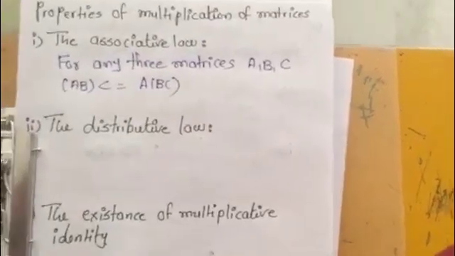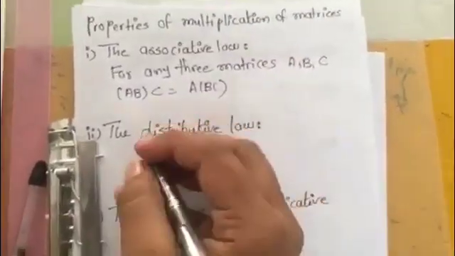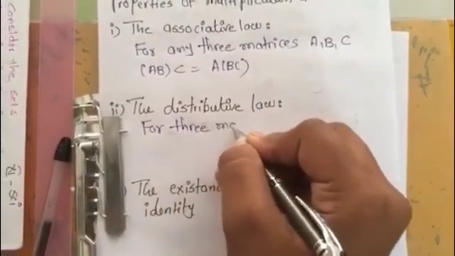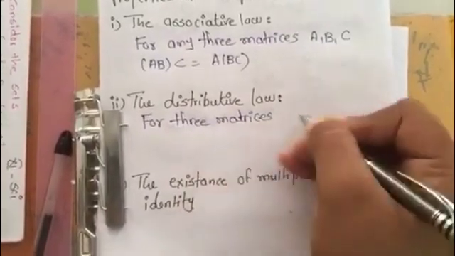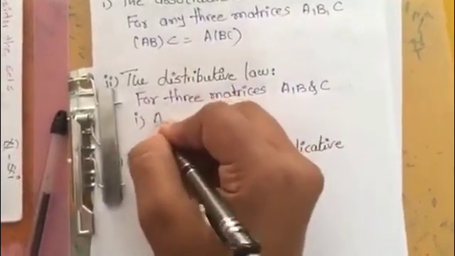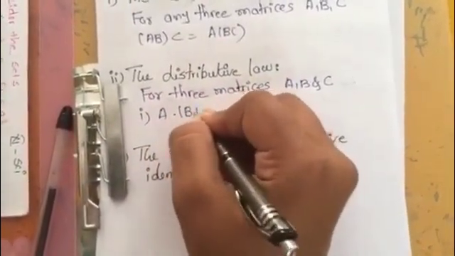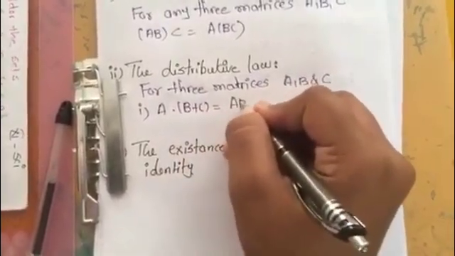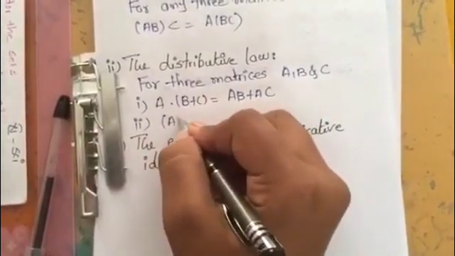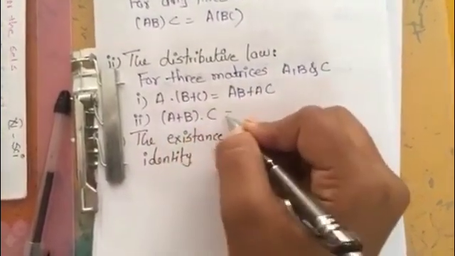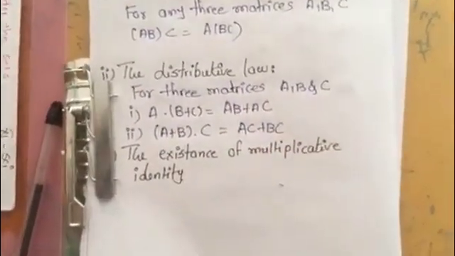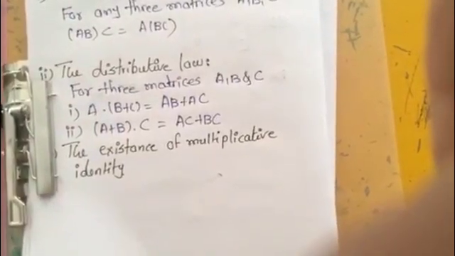Now the second will be the distributive law. Again for three matrices A, B and C, we have first A(B plus C) is equal to AB plus AC, and second (A plus B)C is equal to AC plus BC, whenever both the equalities are defined.